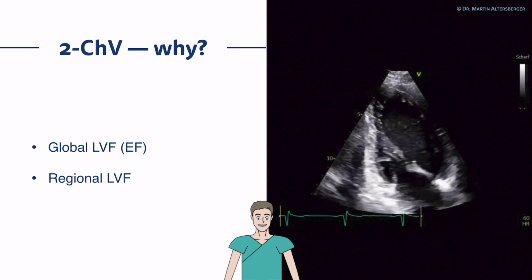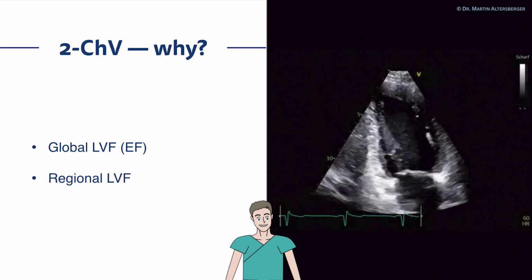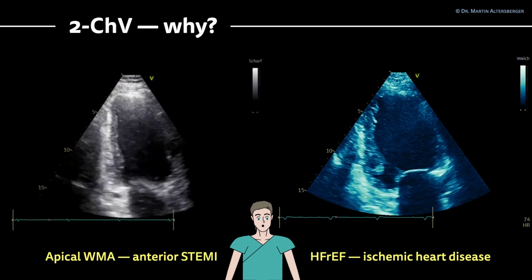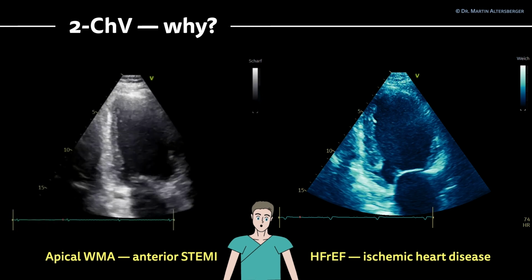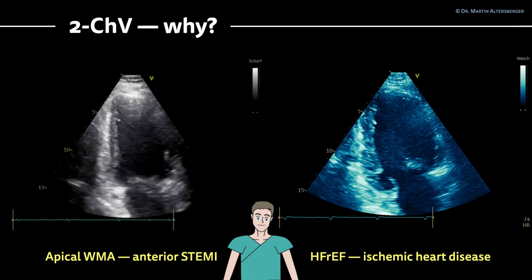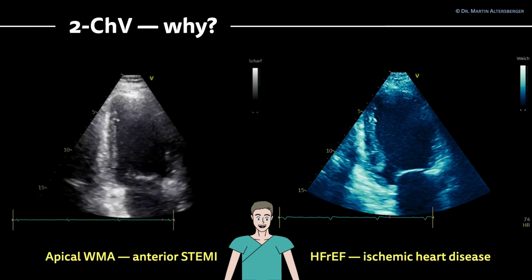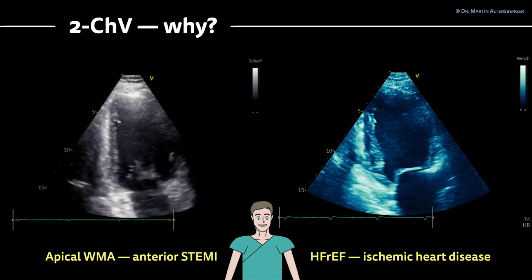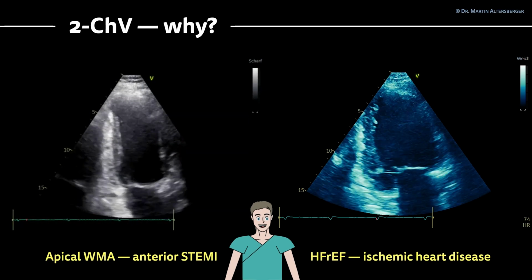Why the two-chamber view? Of course, it's about the global longitudinal function, the ejection fraction, wall motion abnormalities as regional left ventricular function, and also about the valvular and the atrial structures. Here we have two examples, two patients. We have here an apical wall motion abnormality in an anterior STEMI, an anterior ST elevation myocardial infarction, and on the right-hand side we have a HFrEF, so a heart failure with reduced ejection fraction in ischemic heart disease, where you can see the truly severely reduced left ventricular function.